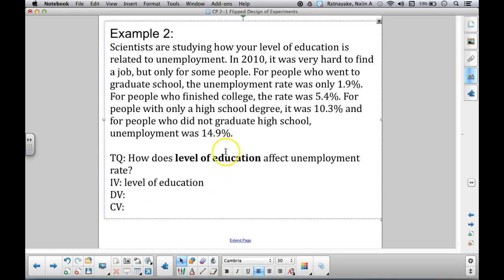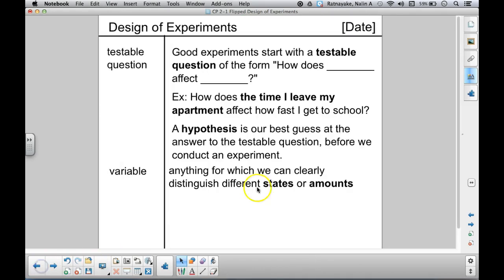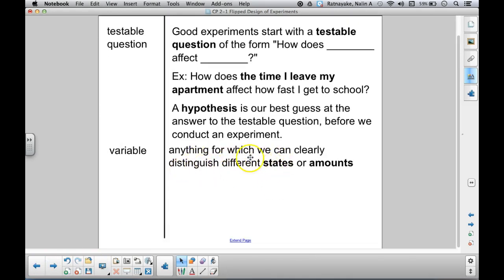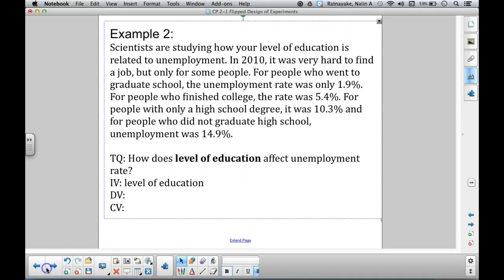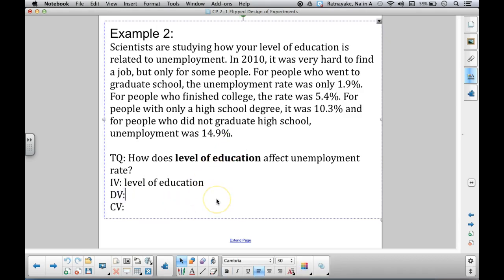And by the way, even though this isn't necessarily a number, level of education, at least past high school, past grade 12, you can't necessarily put a number on it, but you can distinguish different states. Remember that a variable is anything that we can distinguish different states. I can clearly say that this is one option, this is another option, this is another option. In this case, level of education is graduate school. That's one state. Another state is finished college, another is high school degree, and not graduating high school. It is a variable. So dependent variable is unemployment rate.